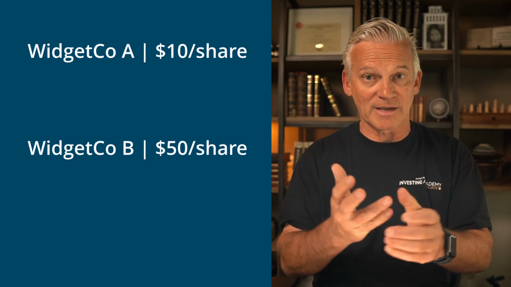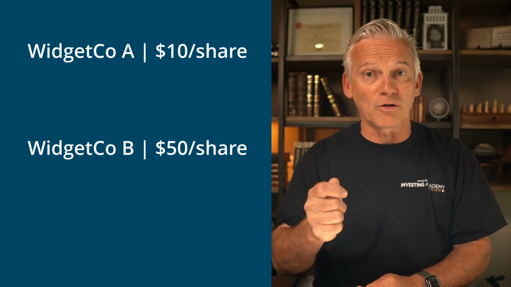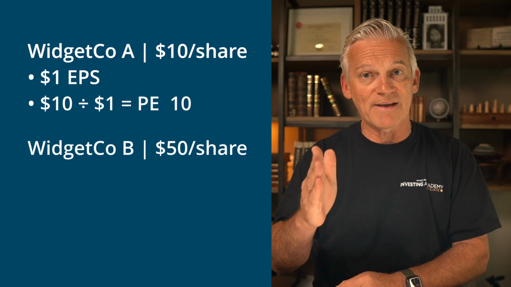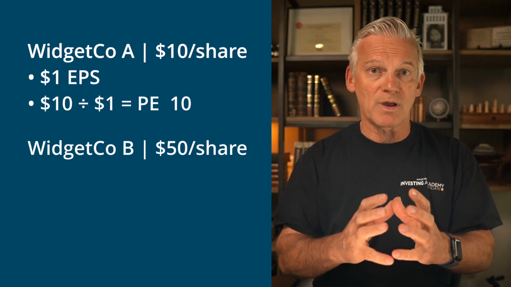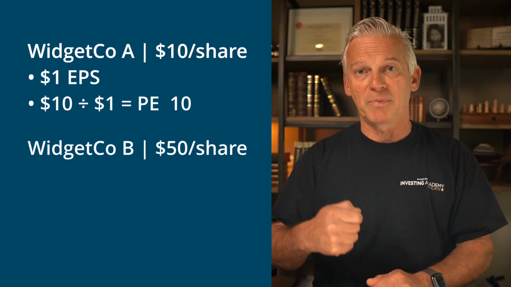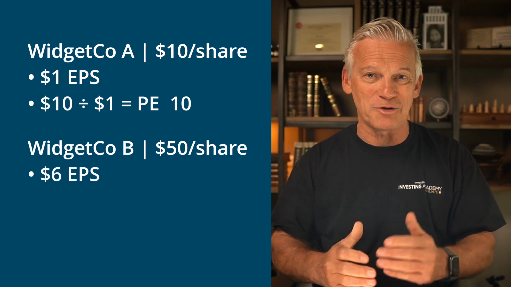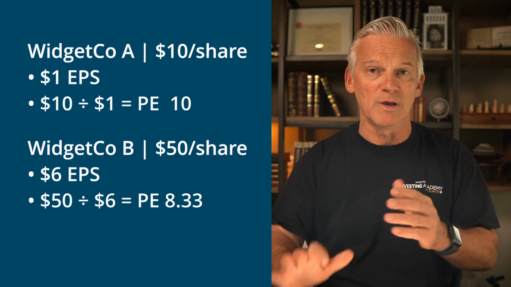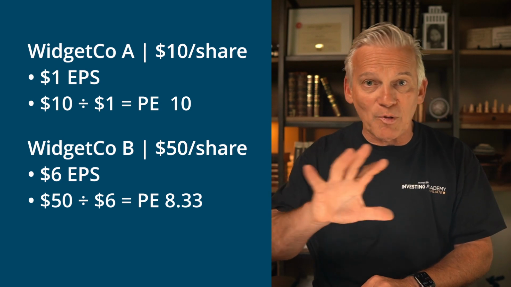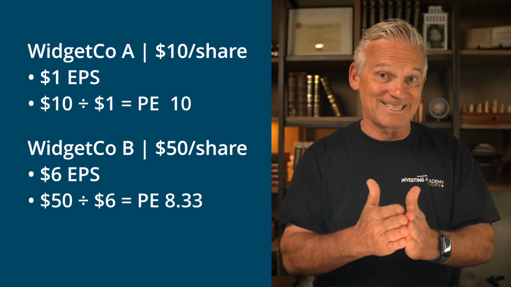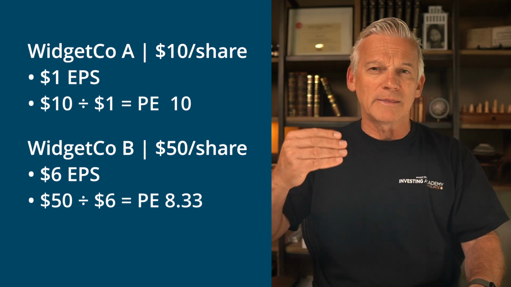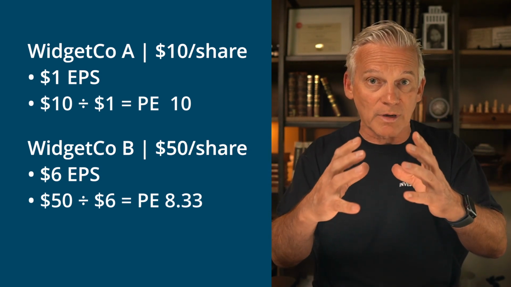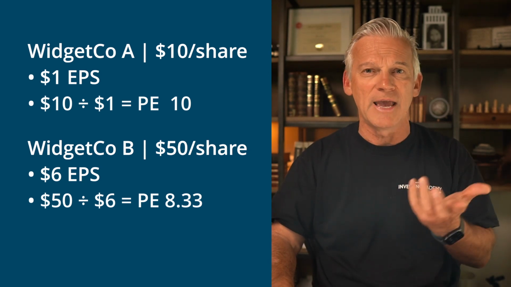If Widget Company A, as I mentioned, is trading at $10 a share, and they have $1 of earnings per share, then you simply take that formula, divide $10 by 1, and you have a PE ratio of 10. Now, Widget Company B was trading, remember, at $50 a share, but they earned $6 per share in earnings. So if you take your $50 share price and divide it by EPS of $6, you're going to come up with a PE ratio of 8.33. Looking at this simple math example, 8.33 obviously is less than 10. So you're going to be able to say roughly that B is a cheaper investment, a cheaper company, if all else is equal. That would be a good application of the price to earnings ratio. But again, as I said, it's never that simple.